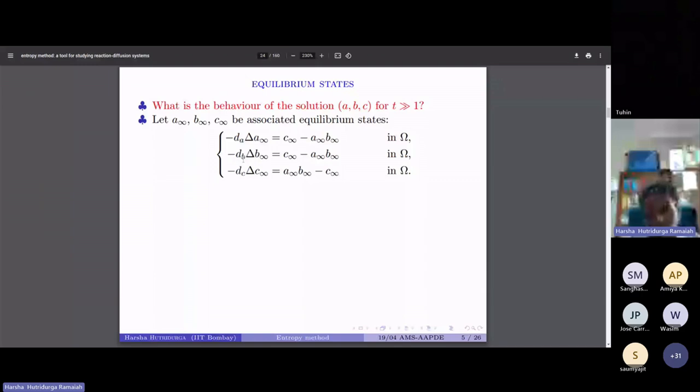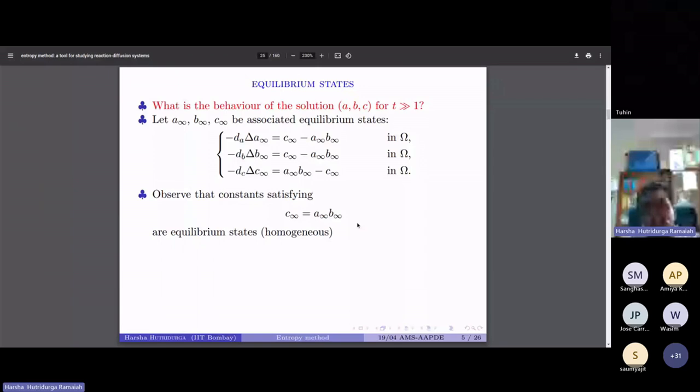Okay, this is an elliptic system, a non-linear elliptic system. Now observe that if I take constants A infinity, B infinity, and C infinity, such that C infinity equals A infinity times B infinity, the point I'm trying to make is, let us work with constants here. So we take three constants such that C infinity is just the product of the other two. If we do that, the right-hand side in each of these equations vanishes, and also the left-hand side vanishes. So essentially, you have found a solution to this system.